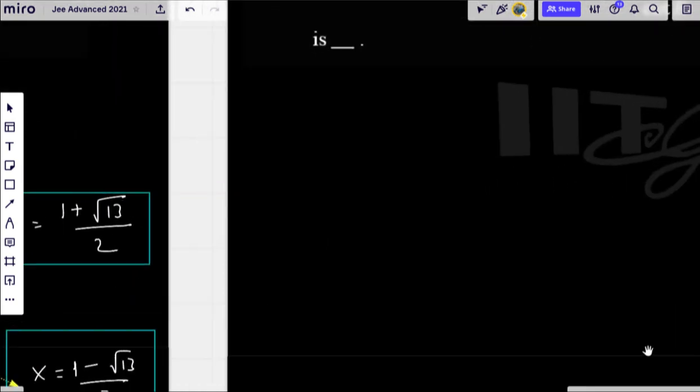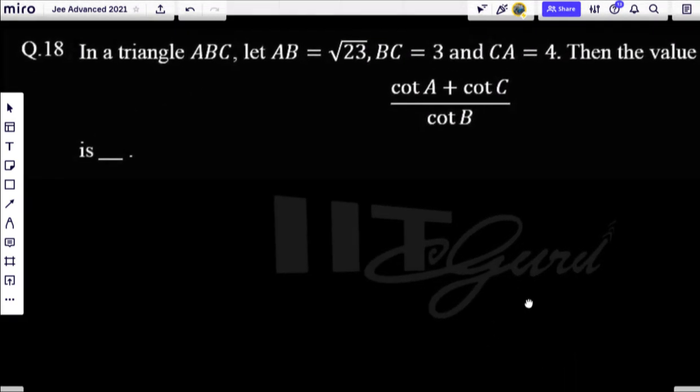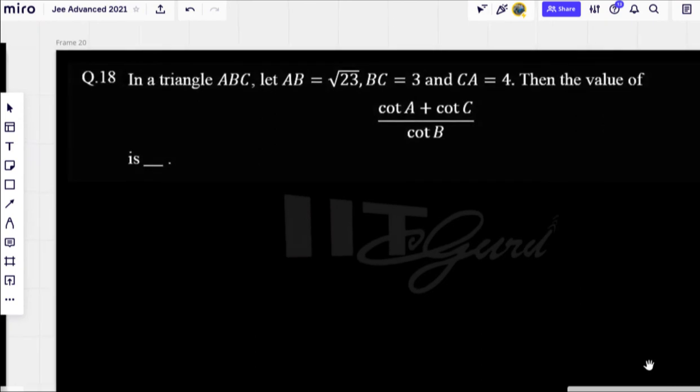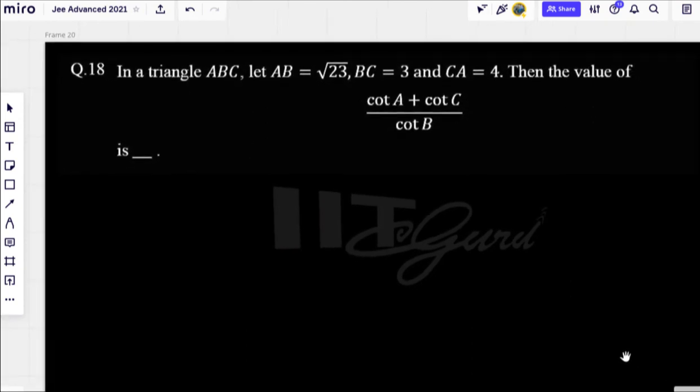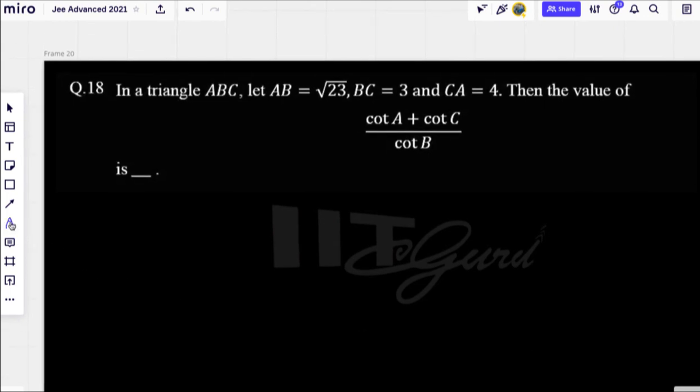Okay. Question number 18 is from solution of triangles, you can see. And it's a very easy question. By using simple formulas, we can evaluate over here. So let's go ahead. It is a very, very easy problem, one of the easiest problems of this paper, you can say.